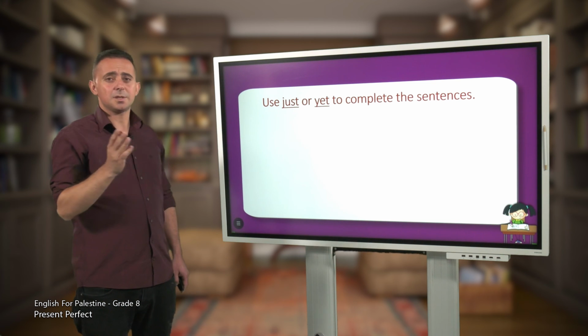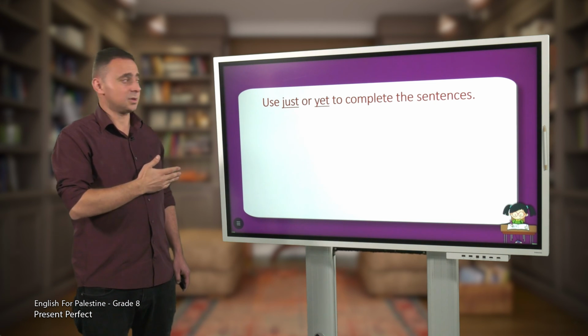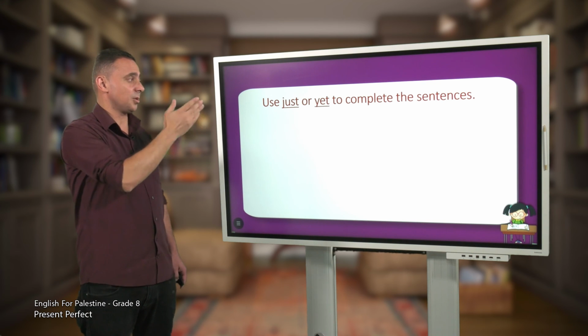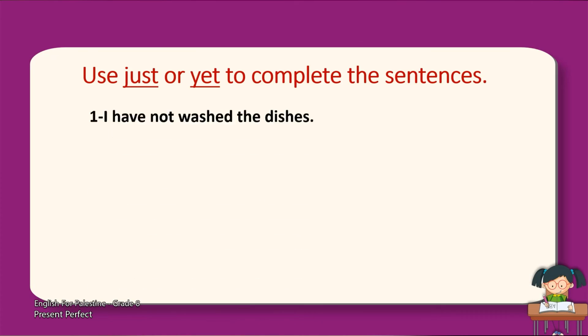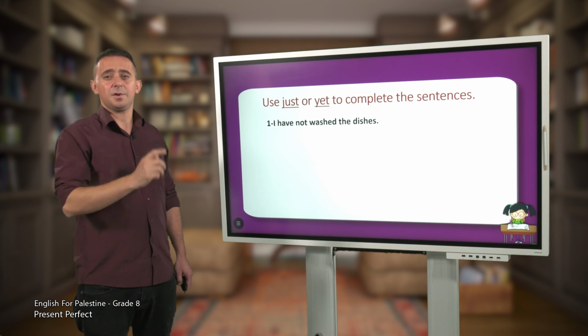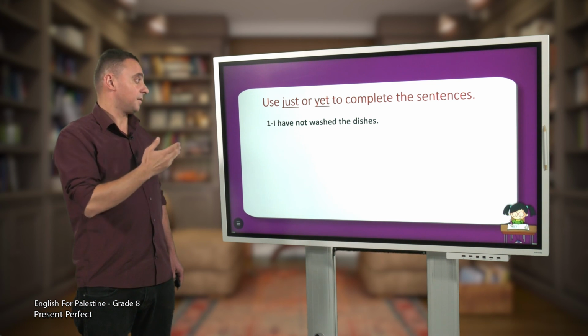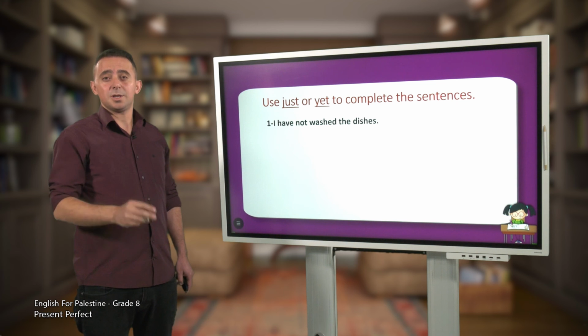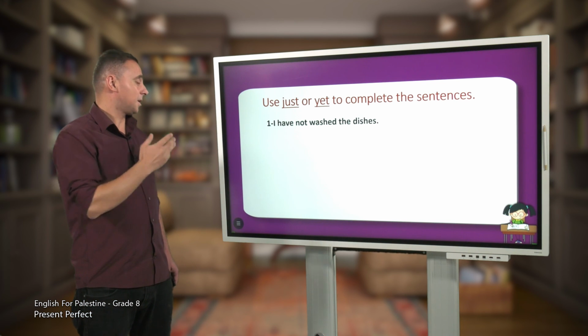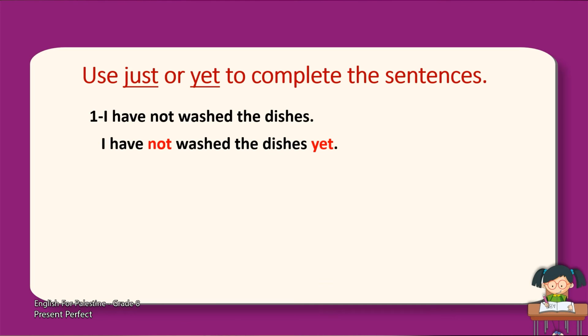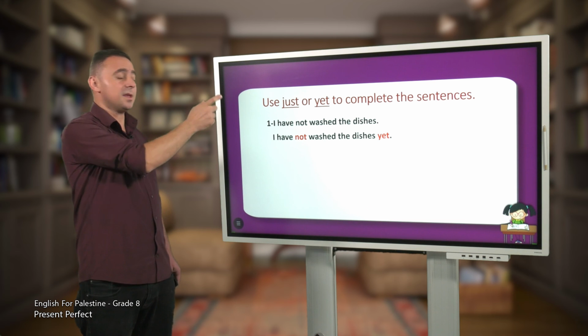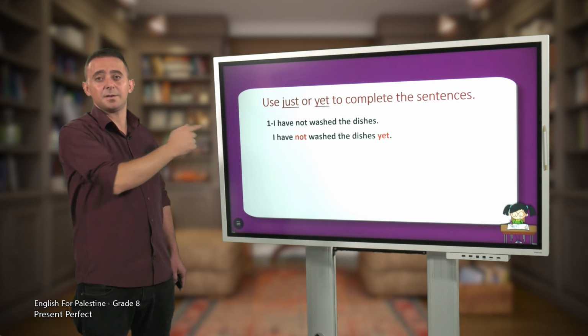Now, it's time, dear students, to practice. We are going to use either just or yet to complete the following sentences. Let's start with the first example. I have not washed the dishes. Is this sentence negative or affirmative? Very good, it's negative. So, shall we use yet or just? Fine, we use yet to become: I have not washed the dishes yet. And notice the position of yet. It came at the end of the sentence, the end of the negative sentence.